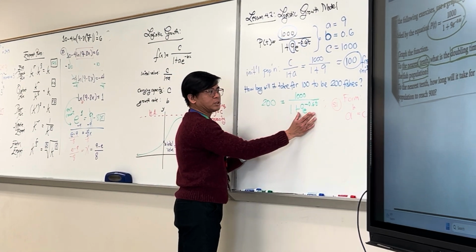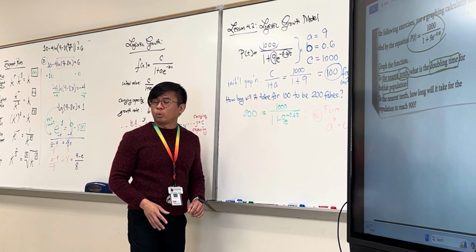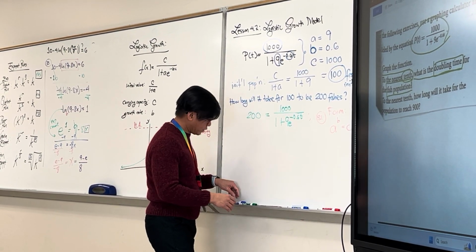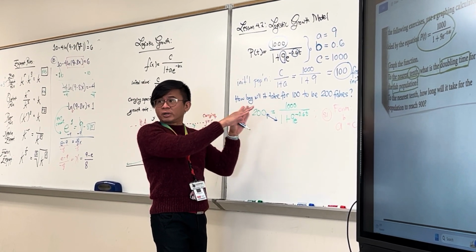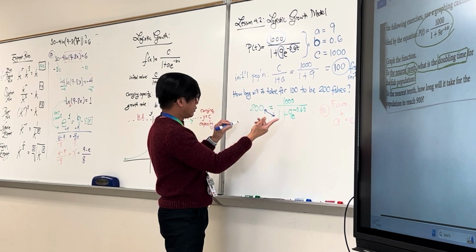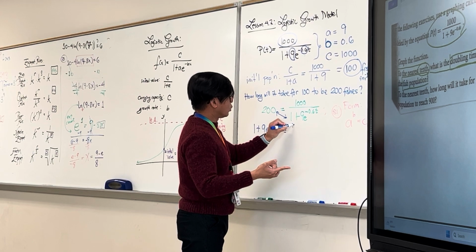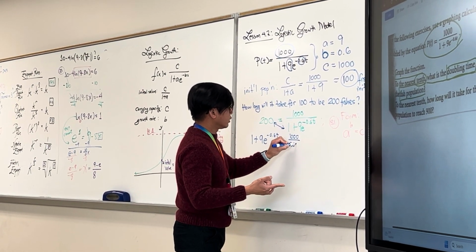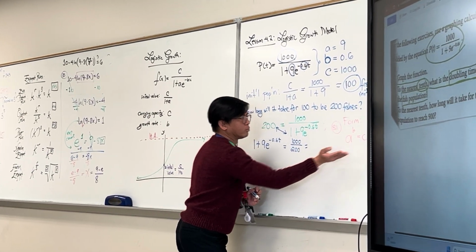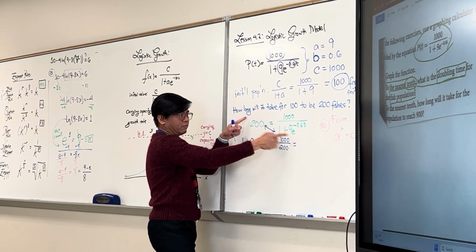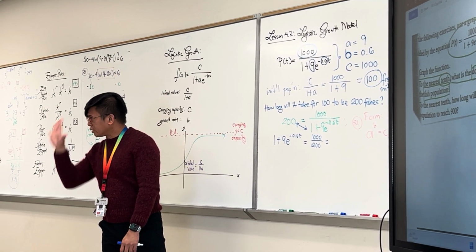So in short, you want this in here. What do you do first? Well, the first thing to do is flip them together. So 1 plus 9E to the negative 0.6T is equal to 1,000 over 200. Get what I did, guys? Because you want this form, so you flip them. We good? Okay. What's 1,000 over 200? 5. Very good.